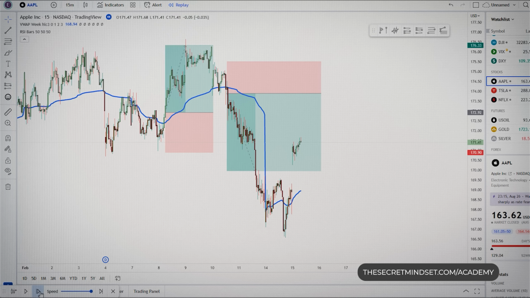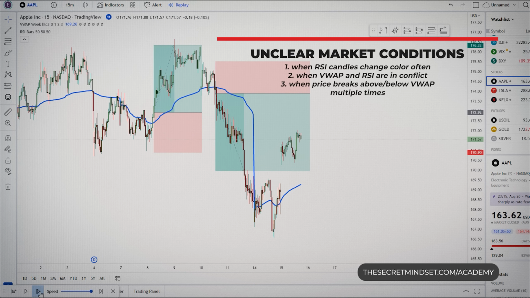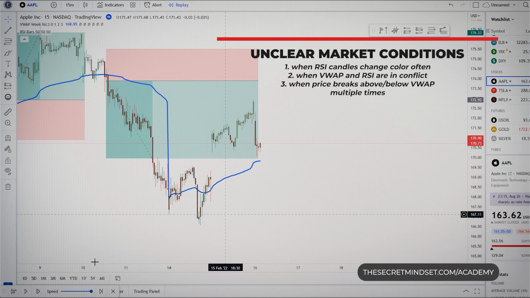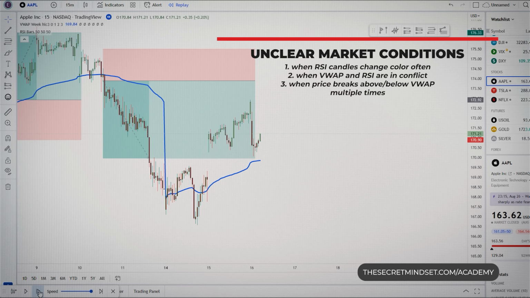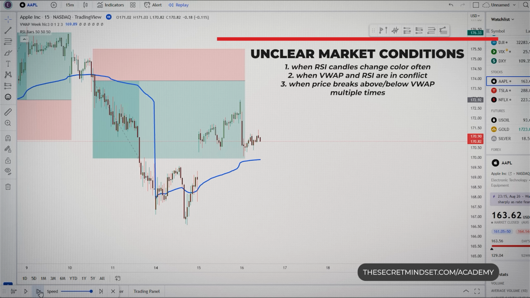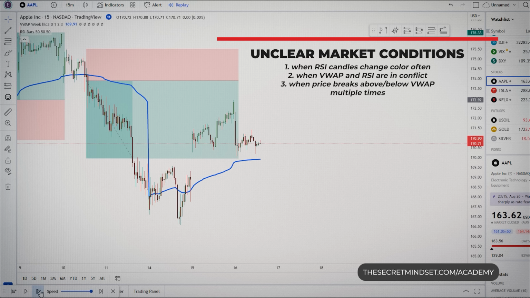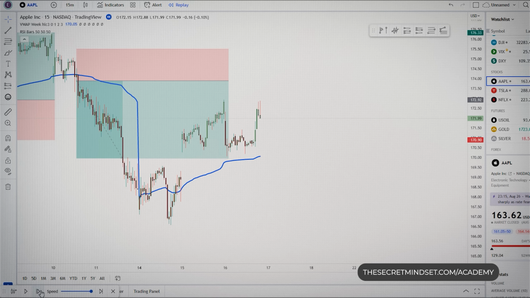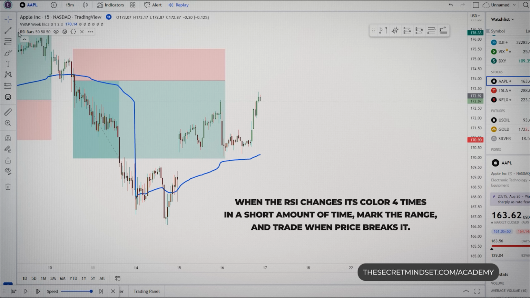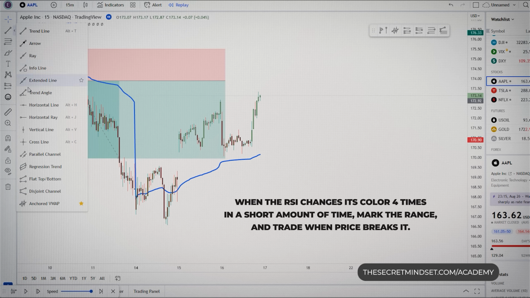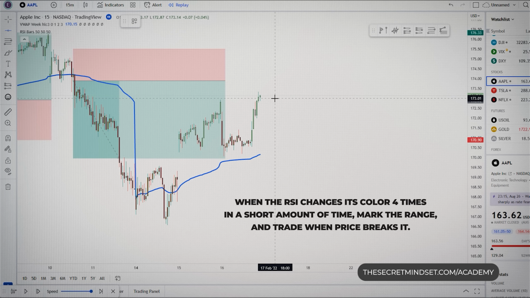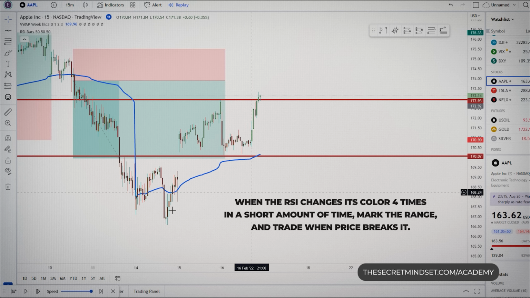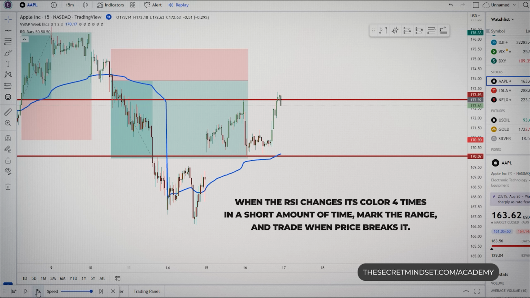But how about when there's a range? More specifically, when the RSI candles change color often. Look right here. Even though price is above the weekly VWAP, the momentum is unclear. I have a rule to avoid getting chopped or entering consecutive trades when the market isn't moving. When the RSI changes its color 4 times in a short amount of time, you mark the range and trade when price breaks it. So this is the chop zone with multiple color changes, and you avoid trading inside of it.